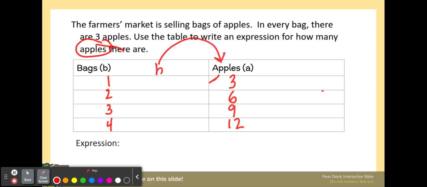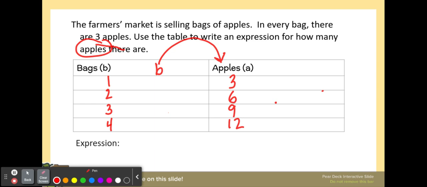So it's got to be B, and then what am I doing? Adding or multiplying? Well, let's see. To get from 1 to 3, I could say I'm adding 2. But I'm not going to stop there. I want to make sure it works for the rest of my table. If I did 2 plus 2, that is not going to equal 6. If I did 3 plus 2, that's not going to equal 9. So it's not going to be plus 2.